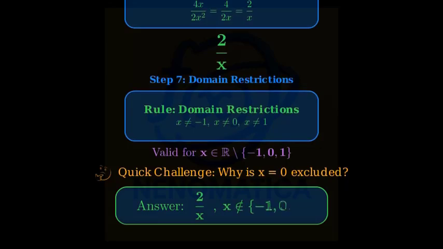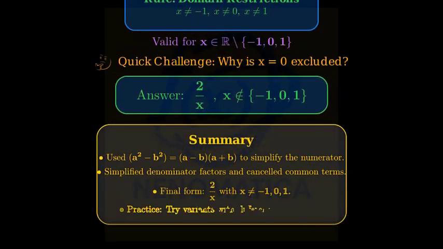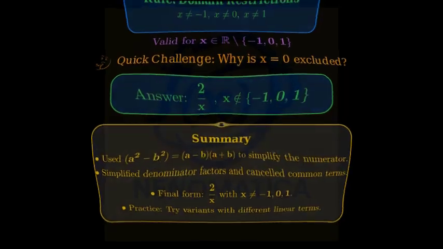Final answer. Summary. We combined the numerator using difference of squares, simplified the denominator factors, turned the division into multiplication by the reciprocal, canceled common factors, and obtained 2 over x with proper domain restrictions.